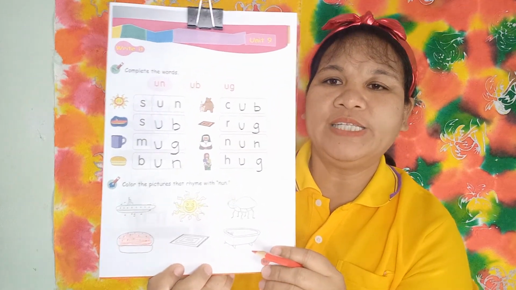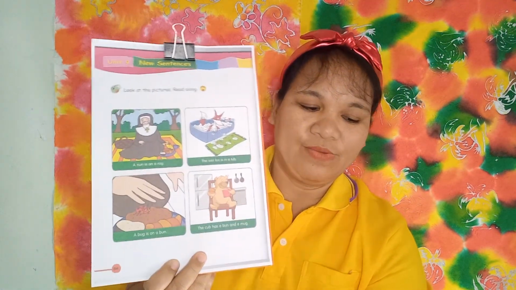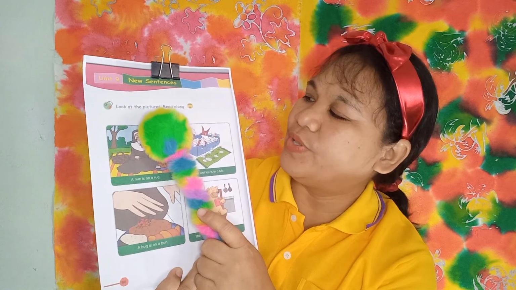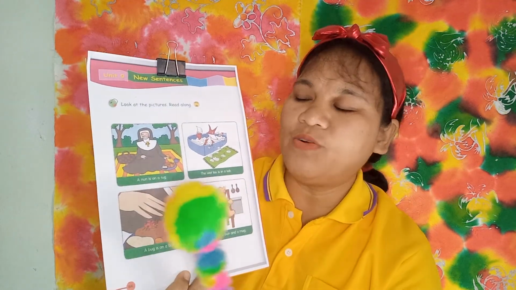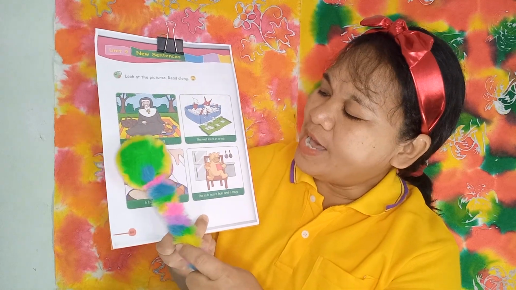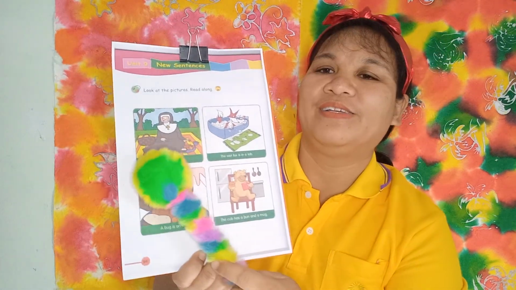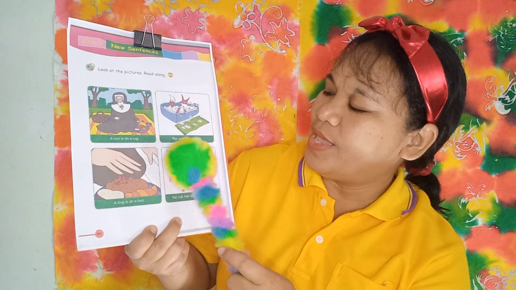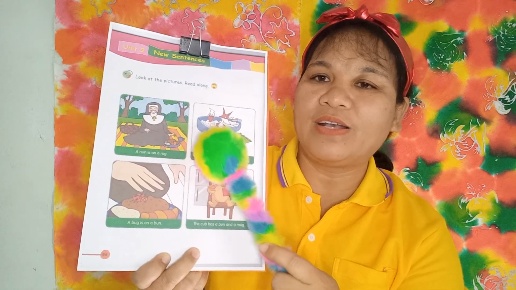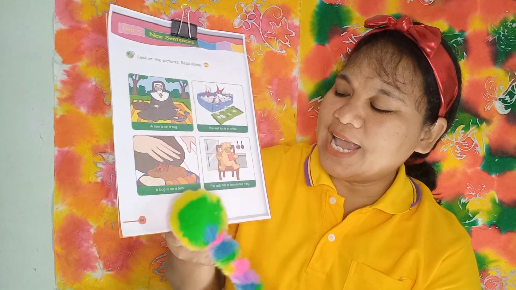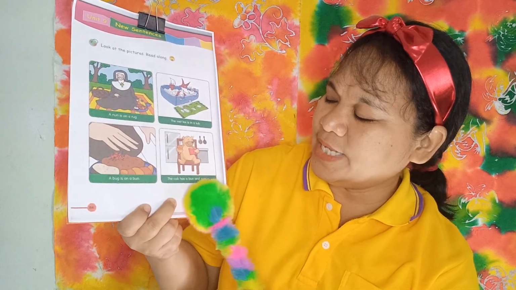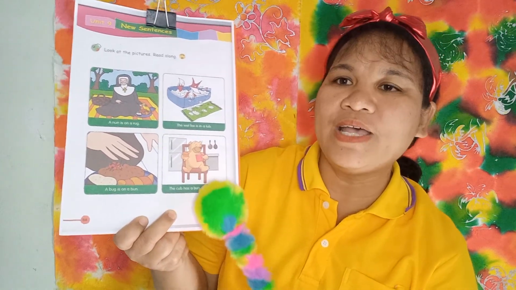84. Okay, page 84. Okay, this one. Okay, look at the picture. Read along. Okay, now we have four pictures here. One, two, three, four. Okay. A nun is on a rug. Okay, this one, a nun. Okay, and the next is the whip fox is in a tub. Okay, the whip fox is in the tub. This one, the tub. Okay, and the next is this one. A bug is on a bun. Okay, and the next is the cub has a bun and a mug.